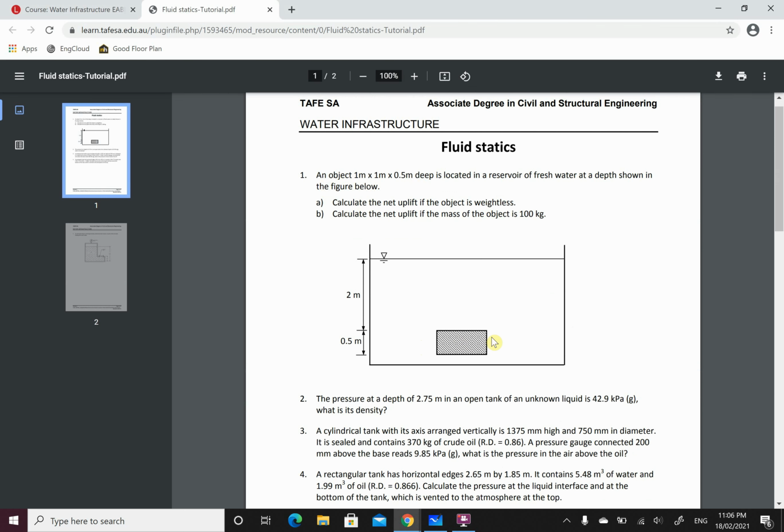We've got an object that's located in a reservoir filled with fresh water. It's at 2 meters from the top, 2 meters from the water level. Calculate the net uplift if the object is weightless, and calculate the uplift if the object weighs 100 kilos.